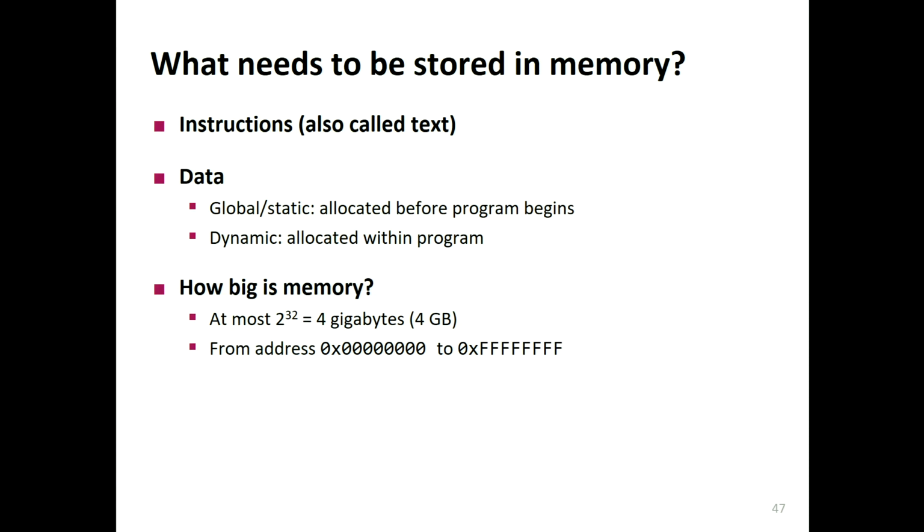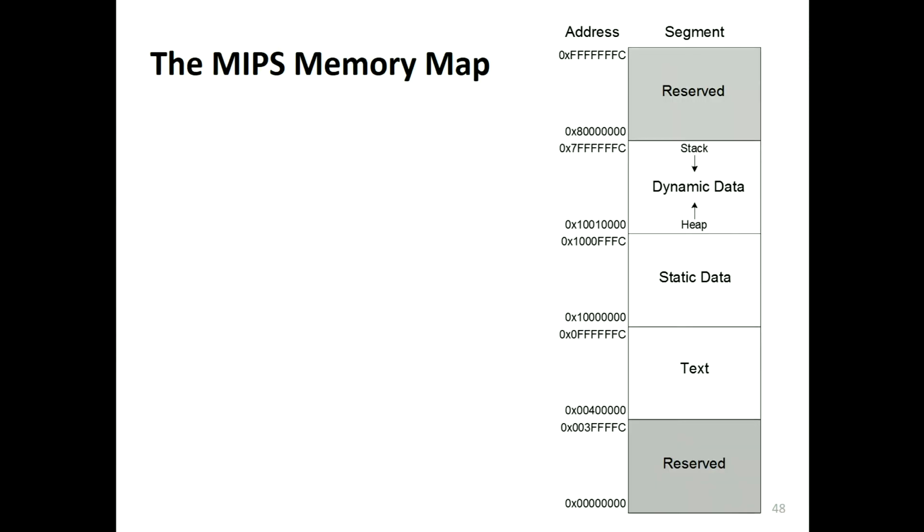How big is the memory? We're dealing with MIPS here, so they have at most 2 to the 32nd. That's 4 gigabytes of memory, and they span from these addresses. The memory space is mapped out as such. So the first and final parts are reserved for system use, like exception handlers or input and output devices, because MIPS adopts a memory-mapped I/O process.